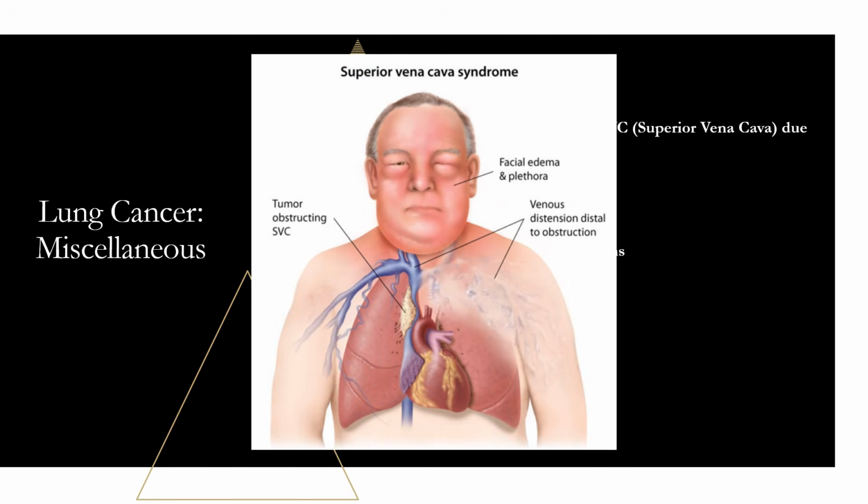So this is what it looks like here. This is just an animation. You can see the mass here is pushing on the SVC. So you have all this blood that's kind of stuck up here that can't get back to the heart. So the face is swollen, you have all this edema. And then over here, you can see some of the venous distension. Some of the veins can be swollen here. So this is what the patient may look like with superior vena cava syndrome.